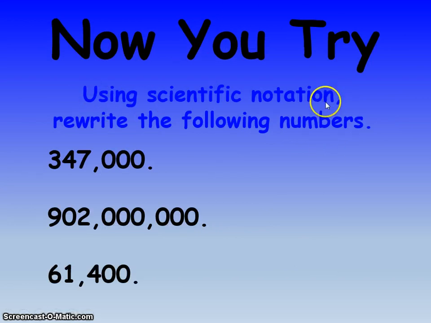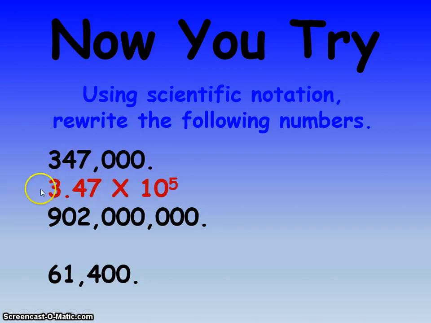Okay? So, let's take a look. We're going to use scientific notation to rewrite the following numbers. So we really want to take this decimal place and move it backwards until the number we start with is between 1 and 10. All right, so in this case, move it back 1, 2, 3, 4, 5 places. So that's going to be 3.47 times 10 to the 5th power.